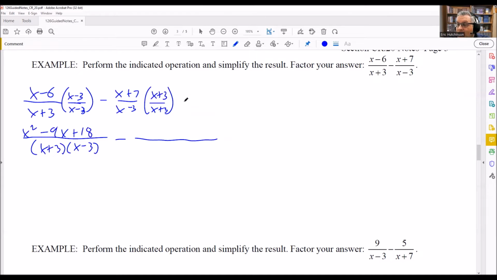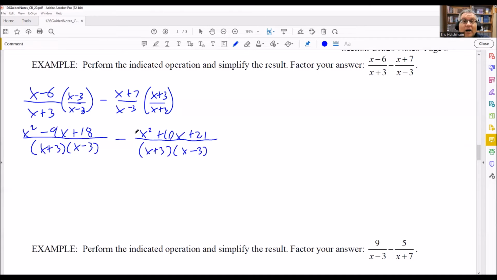Next, I need to multiply these. X times x, x squared. X times 3 is 3x, and I have 7x, so plus 10x. 7 times 3 is 21. And again, I get x plus 3, x minus 3. I'm just going to keep this in the factored form there.